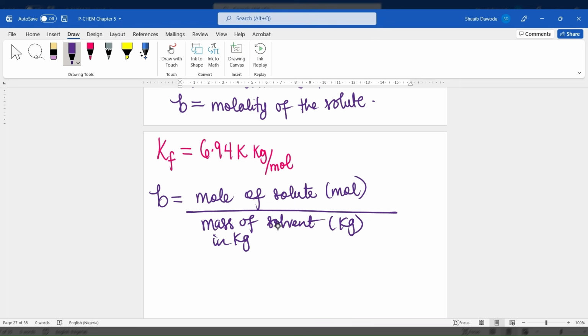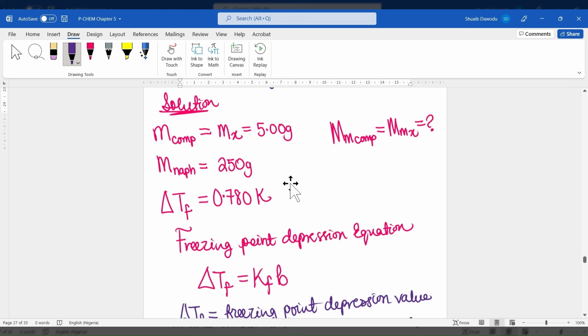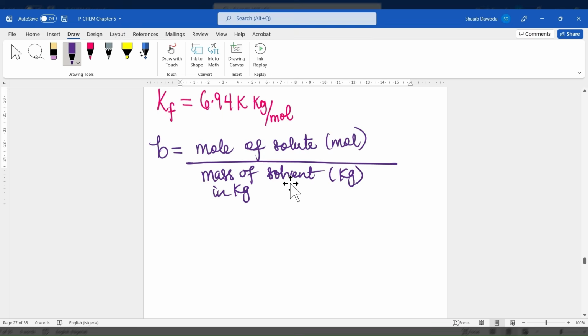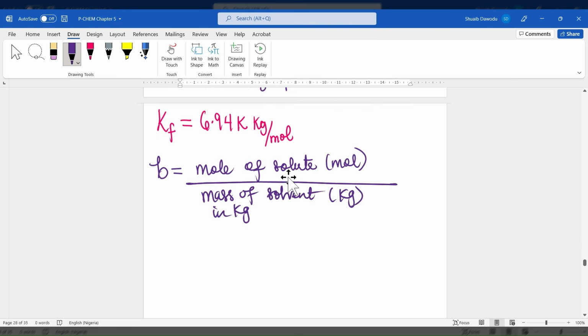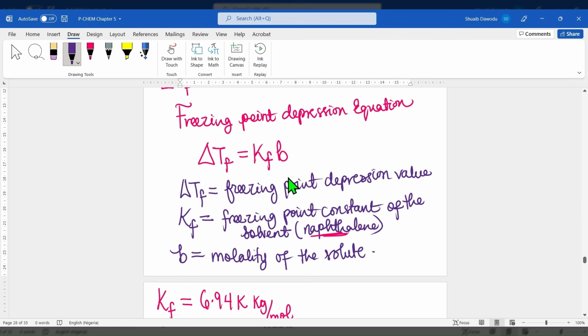Now, when we look at this question, we're asked to determine the molar mass of the compound, but all we have is the moles of the compound, or the moles of the solute. We don't have the molar mass of the solute, and we have the mass of the solvent. If we substitute this information as it is into the value of b, we're still not going to get the answer that we're looking for.